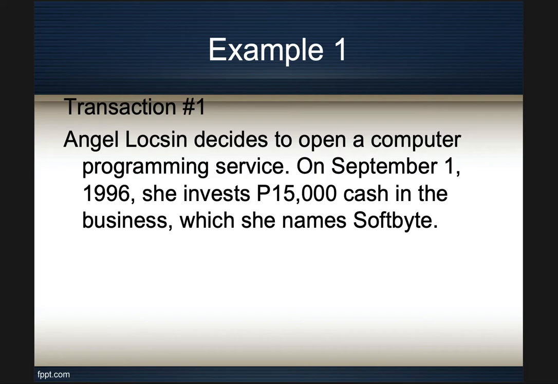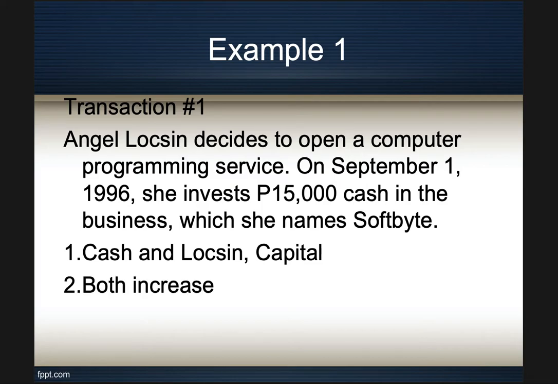For this first transaction, remember that the owner invests into the business. She puts in cash, 15,000. The business is named SoftBite. Again, what are the accounts affected here? We have cash and capital, remember? And both increase, right? Remember our previous video. You can follow the link in the description.